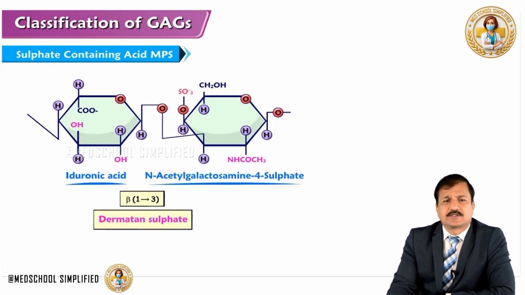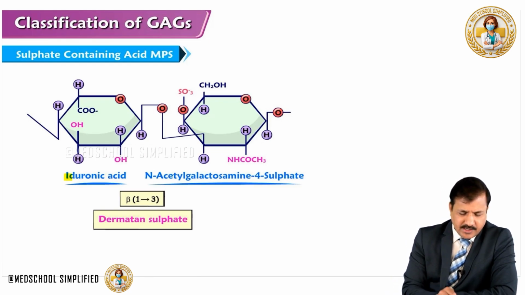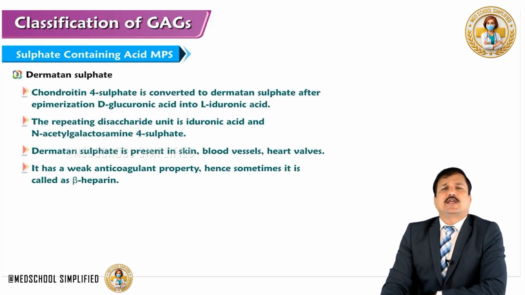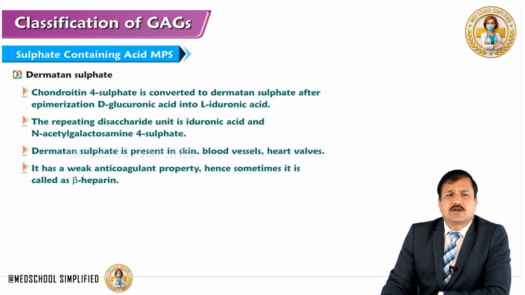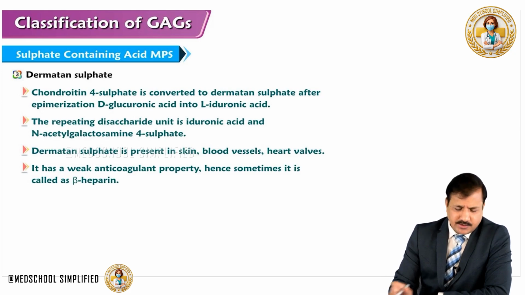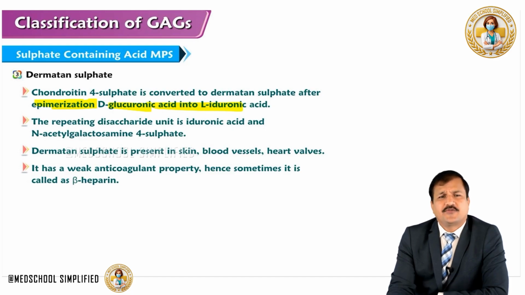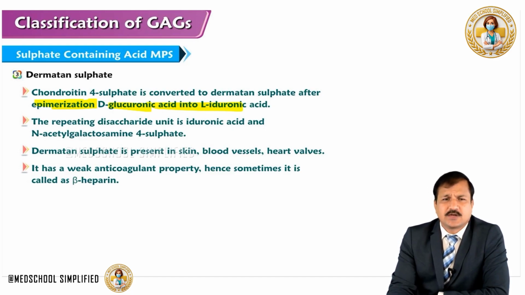Coming to dermatan sulfate. Dermatan sulfate is composed of iduronic acid and N-acetyl galactosamine 4 sulfate. Chondroitin 4 sulfate is converted into dermatan sulfate after epimerization of D-glucuronic acid into L-iduronic acid. Because the difference between chondroitin 4 sulfate and dermatan sulfate is that the acidic sugar in chondroitin 4 sulfate is glucuronic acid, whereas the acidic sugar in dermatan sulfate is iduronic acid.